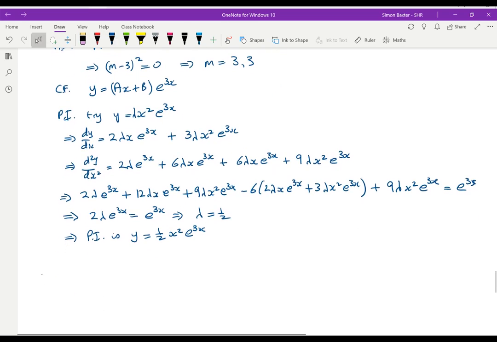And the general solution, therefore, is y equals complementary function. It's just at the top of the page, (ax plus b)e^(3x), plus particular integral, a half x²e^(3x). Fairly straightforward. Just have to do what we're told.